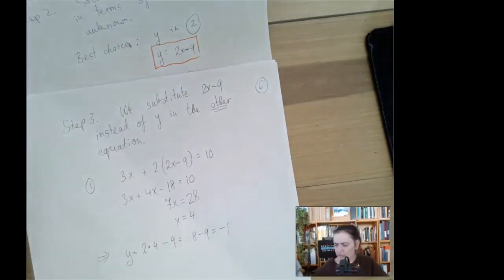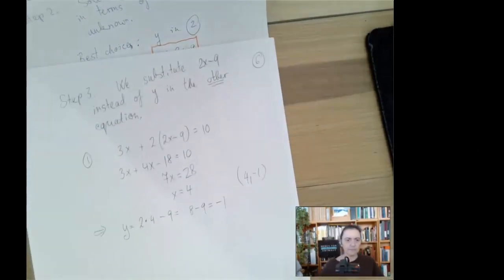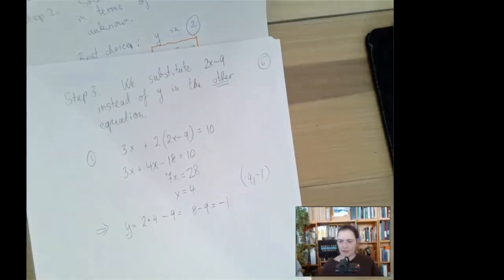Did we get negative 1? I forgot what we got. We should get the same answer. Yeah, 4 and negative 1. So we're good. Okay. Any questions?